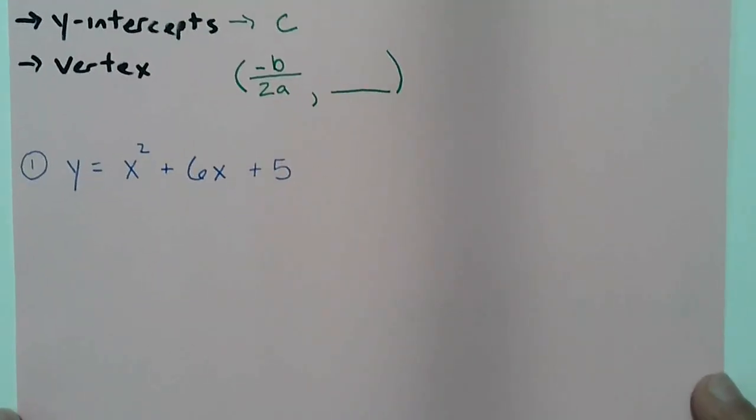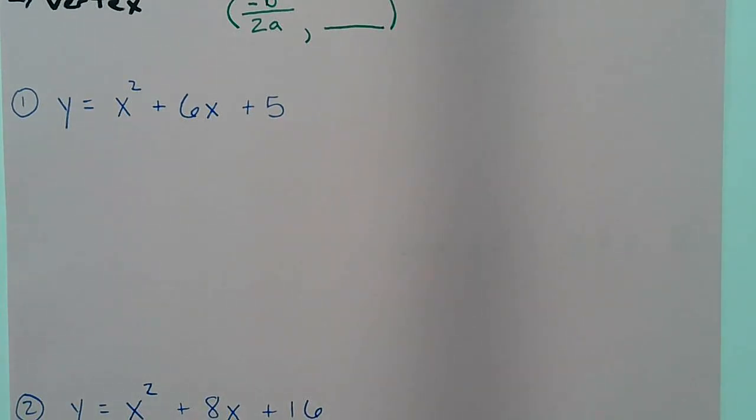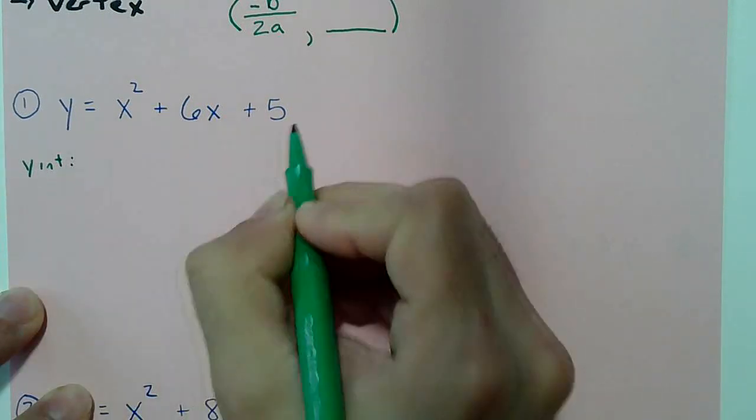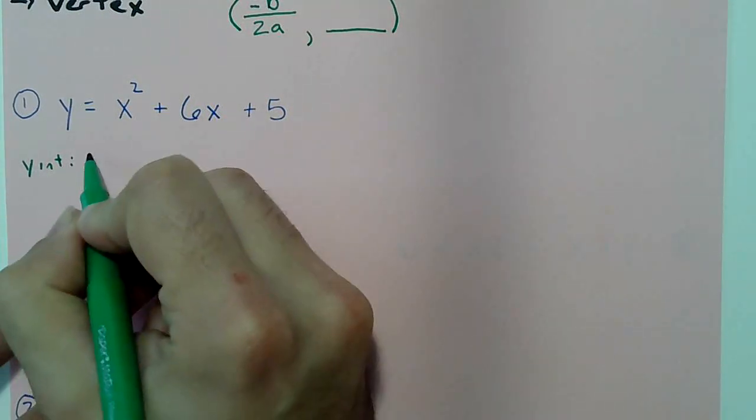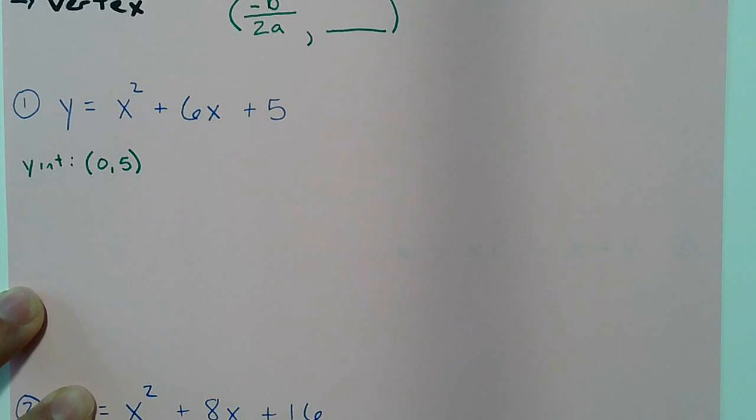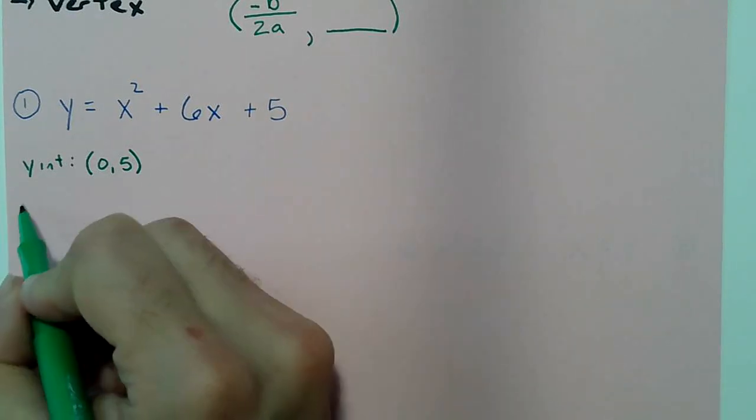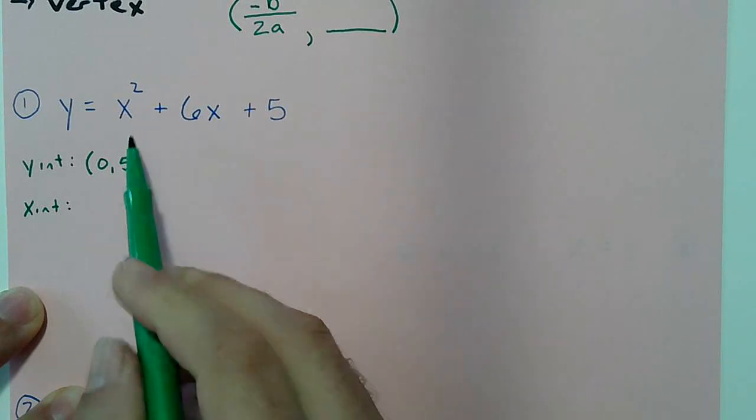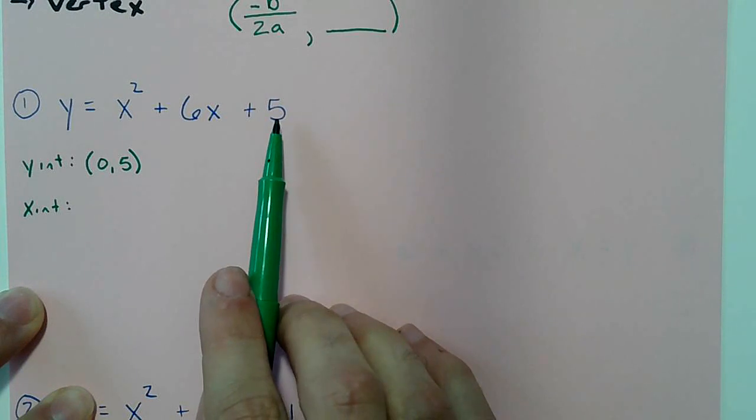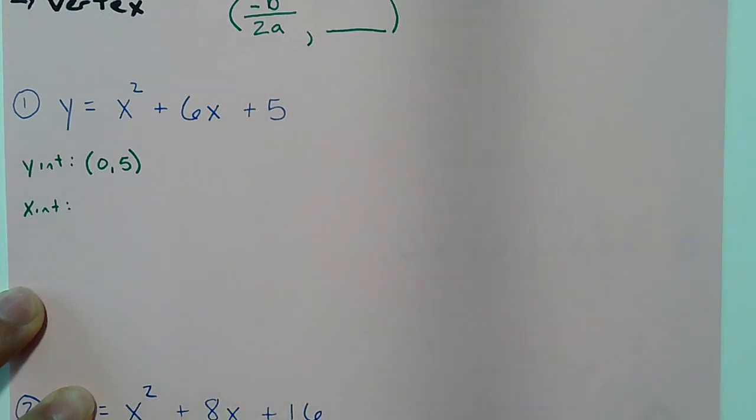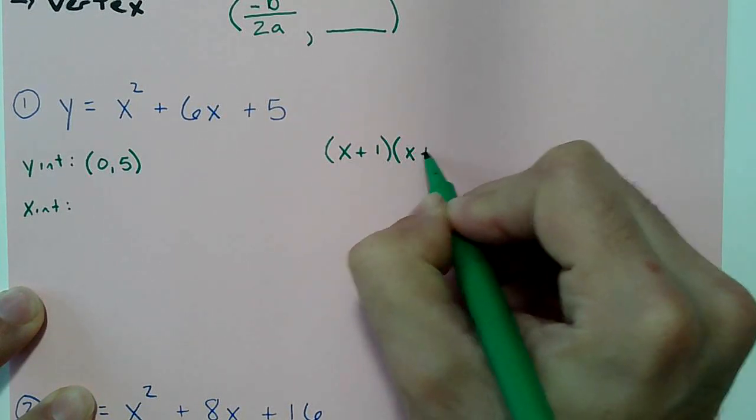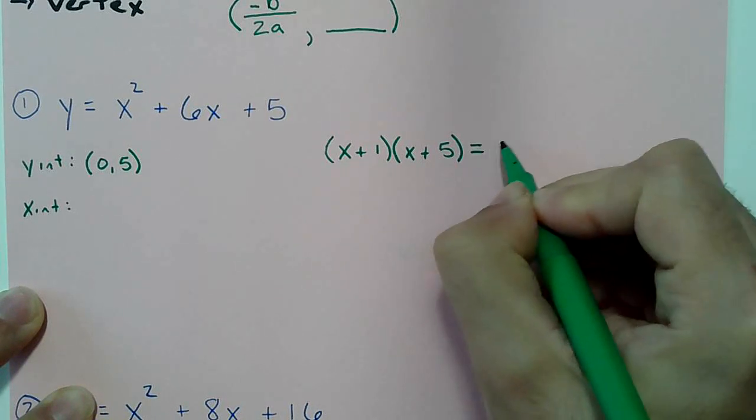All right, example 1, I have a quadratic in standard form. First thing I'm going to do is I'm going to write what the y-intercept is. So the y-intercept is going to come right from here. It's 5. So the y-intercept is going to be 0, 5. Now I want to find the x-intercepts. So to find the x-intercepts, we're going to factor. So generic rectangle, I got an a value of 1. So what multiplies to 5 and adds to 6?